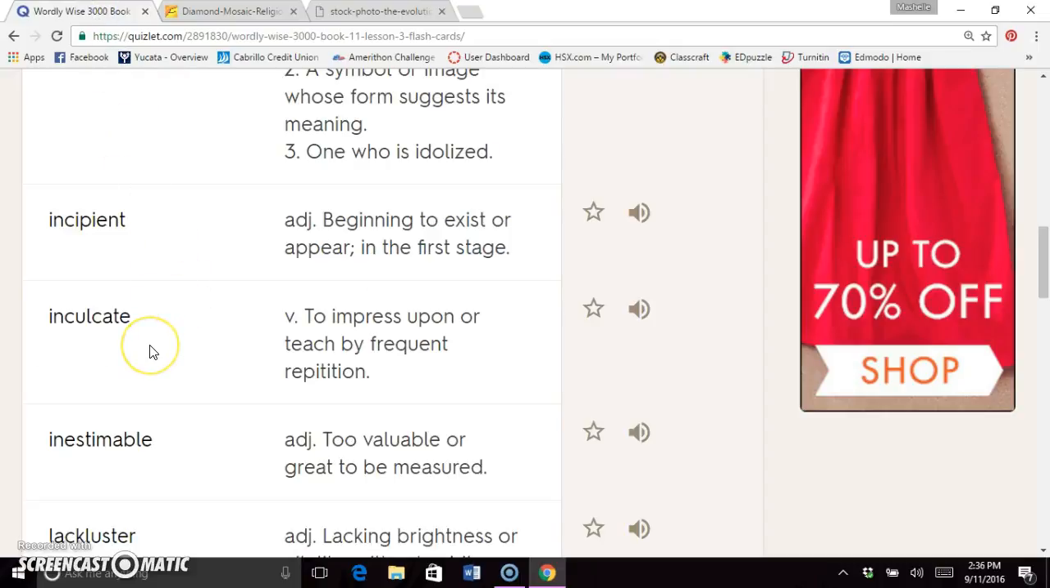Okay? Inculcate is a verb, to impress upon or teach by frequent repetition. So this is something teachers do a lot. We inculcate things. We repeat things a lot. So when I say things in class a lot and it seems like I'm repeating terms and words and phrases, it's because I'm inculcating those or I'm impressing those on you by frequently repeating them.